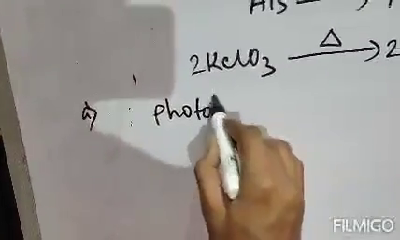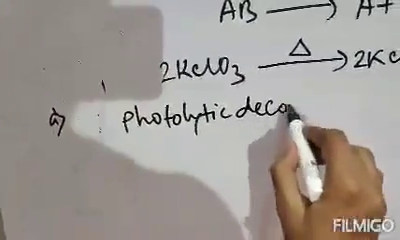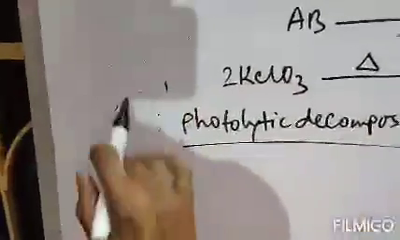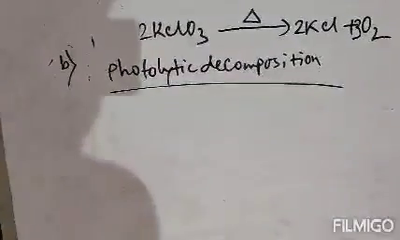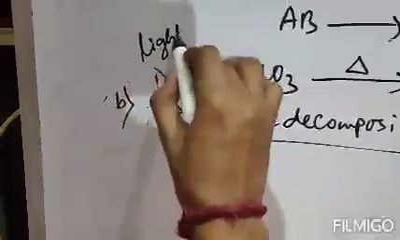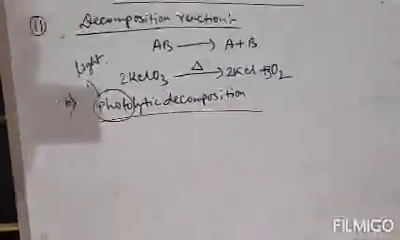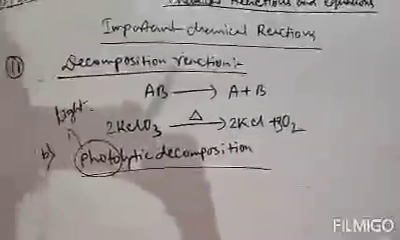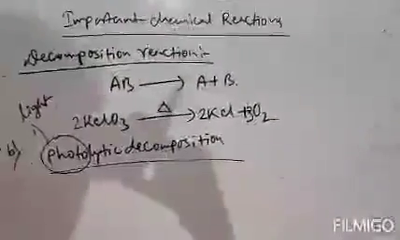Next category is your photolytic decomposition. This is your second category, that is photolytic decomposition. Now photo means light. That means this reaction involves light, particularly sunlight. Clear? So those reactions that involve sunlight, or which require sunlight to happen, are termed photolytic reactions or photolytic decomposition.